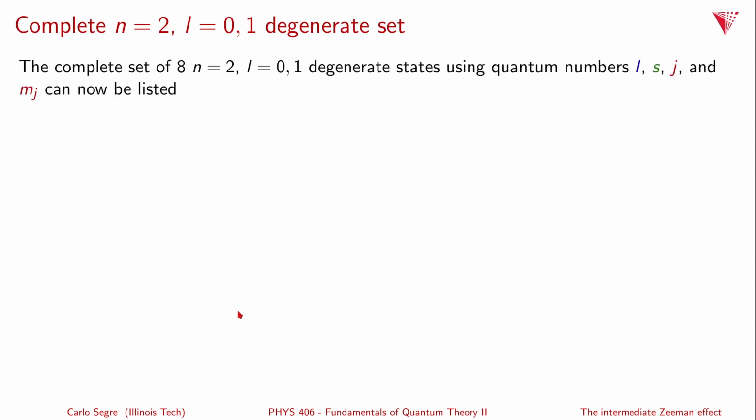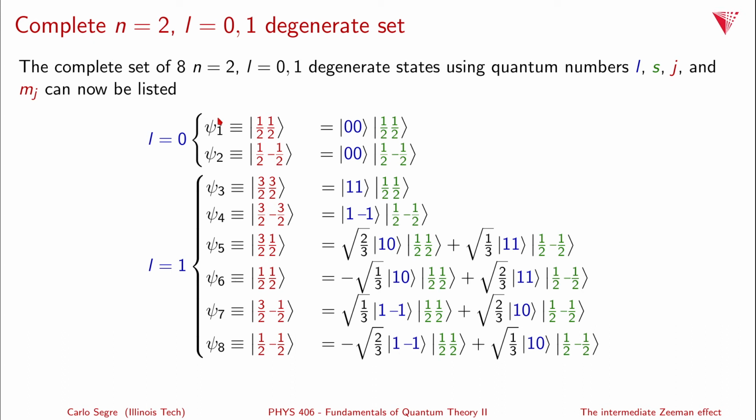So we have 8 different functions, psi 1 to psi 8, for n equals 2 and L equals 0 and 1. And these are all degenerate, with quantum numbers L, S, J, and M sub J. And we can list them as follows. So these are exactly the same 8 states that I listed before. And you can see that the first 4 are unique states, and the next 4 are mixtures of 2 states with M sub L and M sub S. These 2 are the same 2 states. These 2 are the same 2 states.